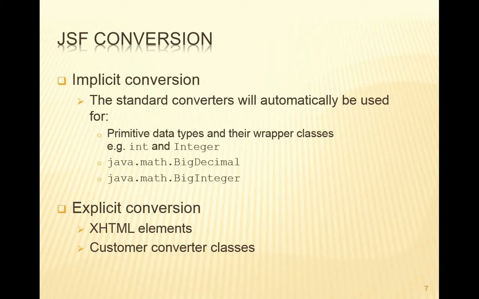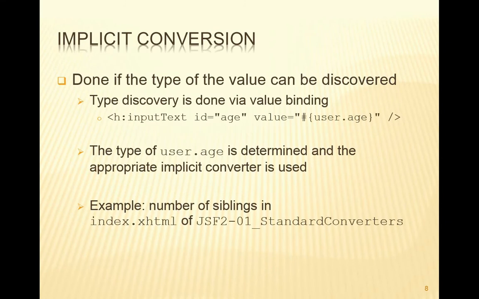Explicit conversion requires us to write some XHTML elements or to write some custom converter classes. And I'll show you an example of all of those in just a few moments. Now, the thing about implicit conversion, which we might call automatic conversion, is that it can only be done if the type of the variable can be discovered. And that will be done via the value binding.